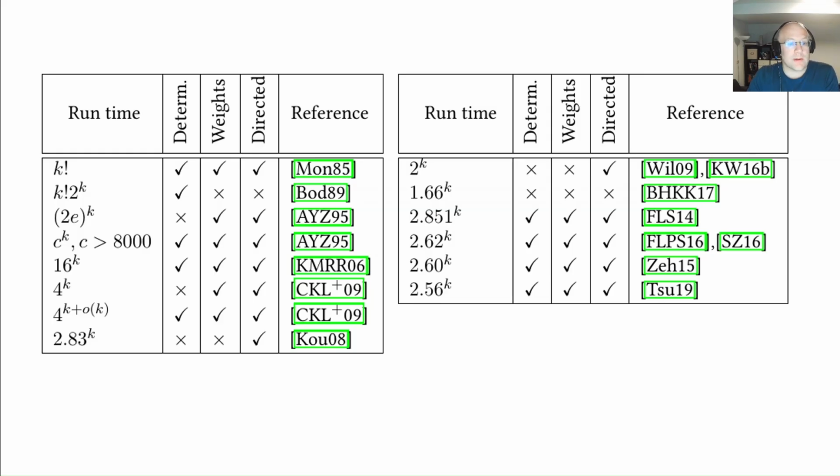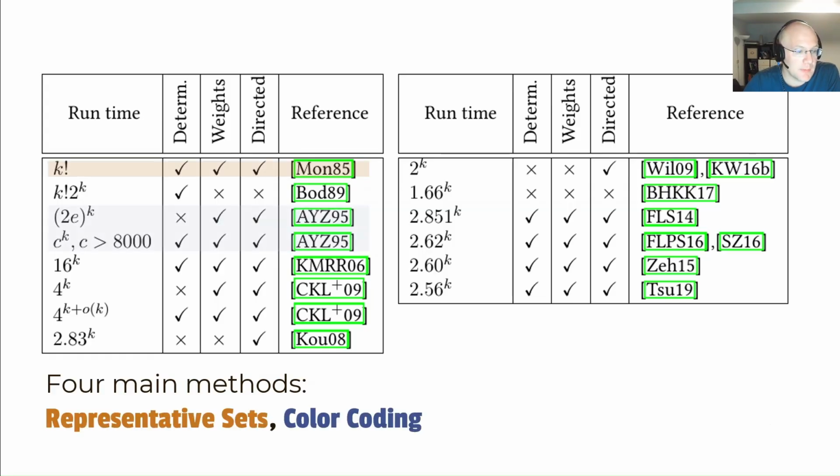Okay, so the value in all these results was not just in getting slightly faster algorithms, but also there has been quite some development in different algorithmic tools while trying to get faster algorithms here. And what I do here is I distinguish 4 main methods, which are the representative set method, the color coding method, and a method based on universal sets.